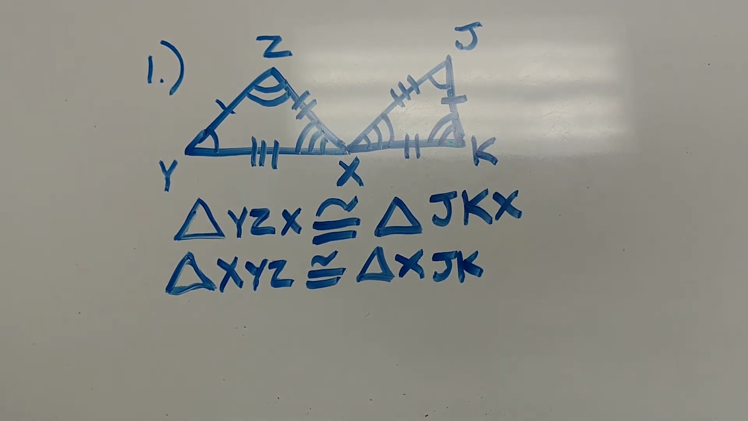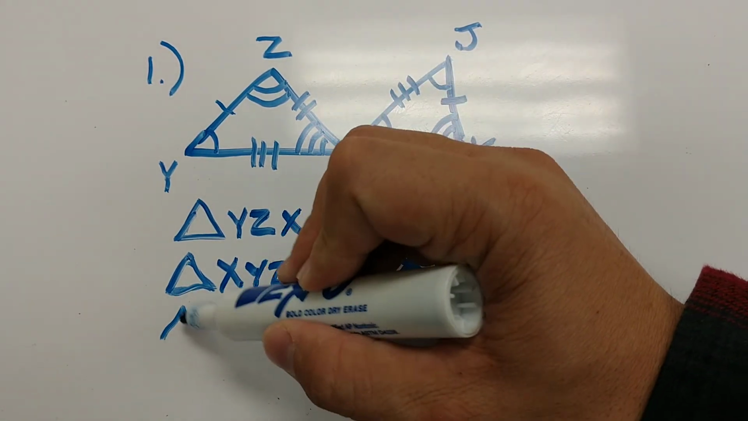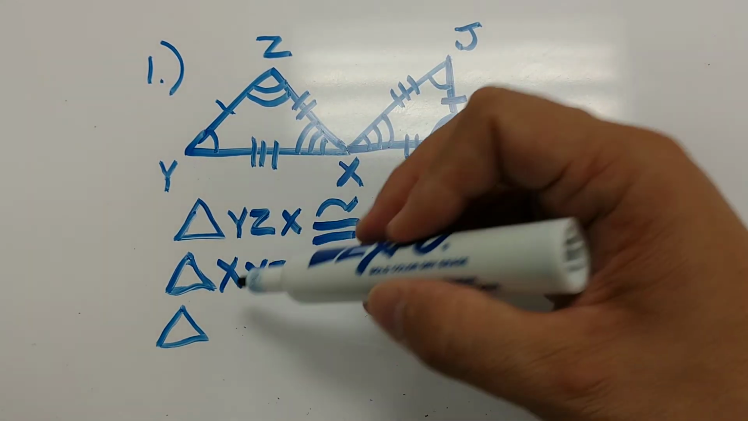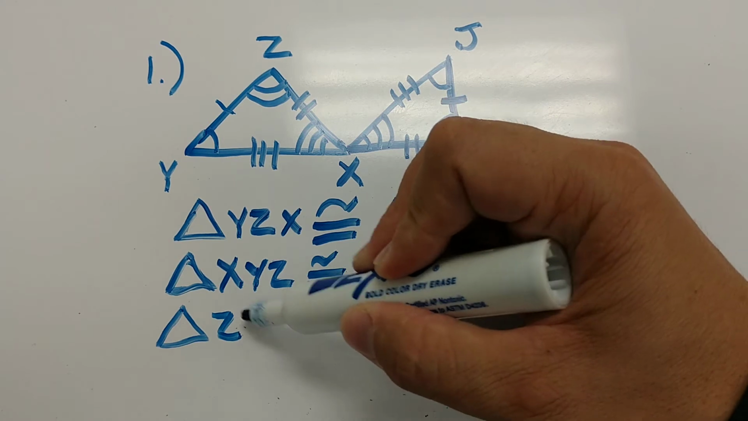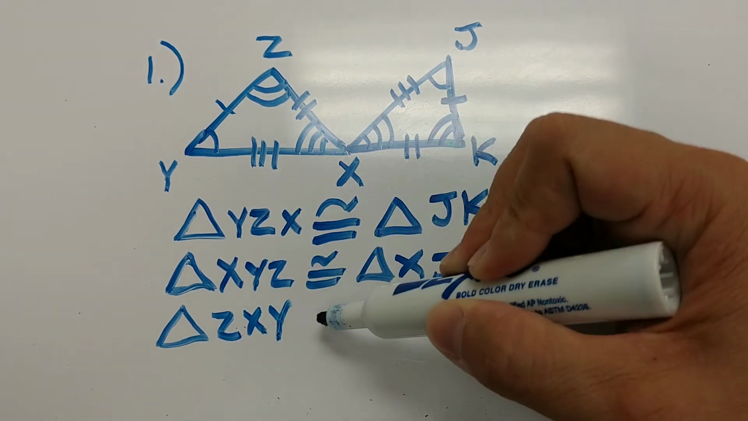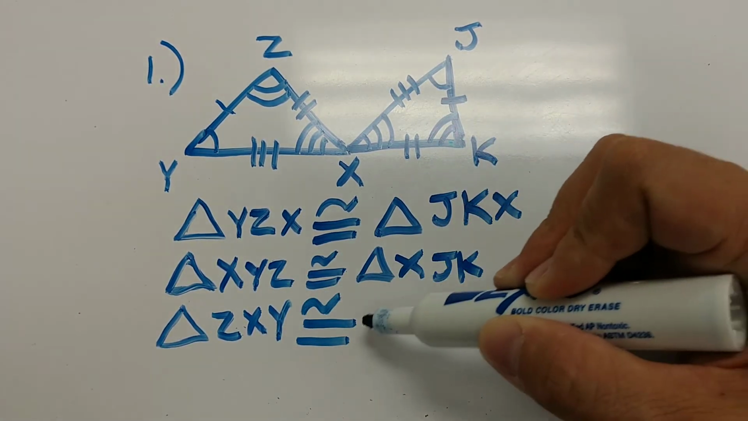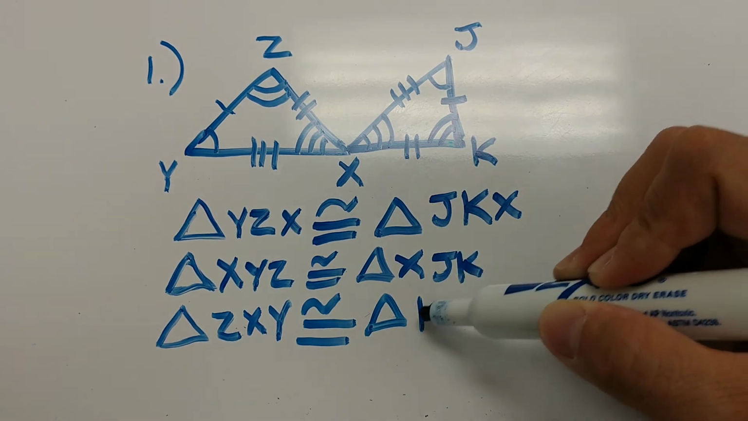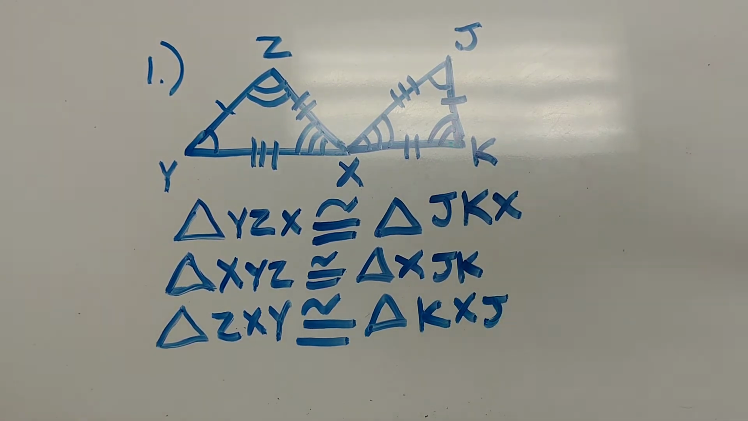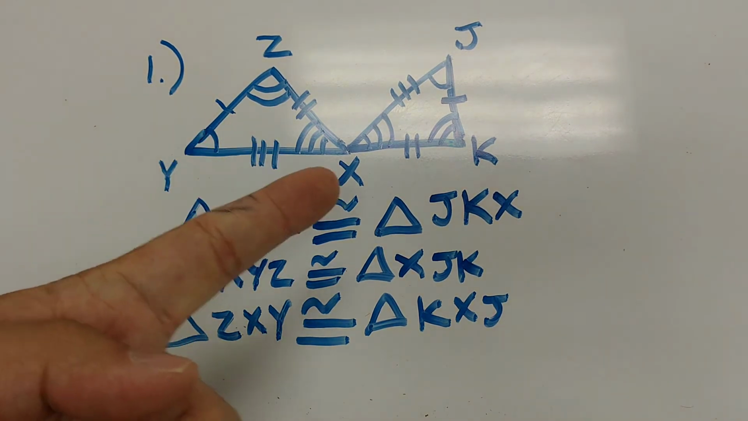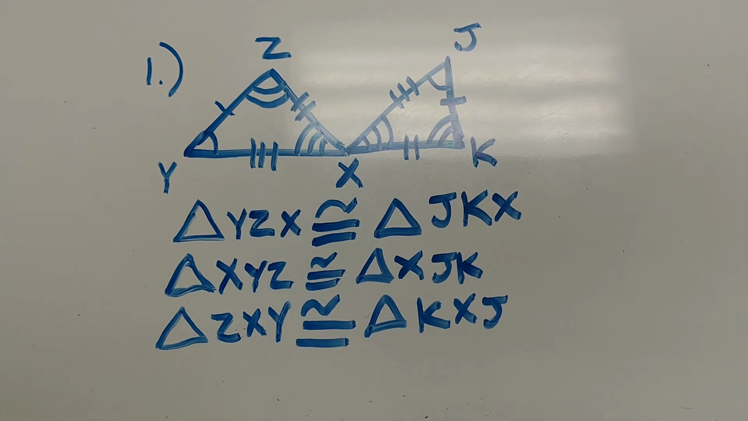We're going to do it one more time to get the third answer. That will be moving the Z forward. So it'll be triangle ZXY is congruent to triangle KXJ. And that's pretty much it. You've got each statement, which all mean the same thing, showing that these two triangles are congruent. Okay, so that's how you're going to approach problem number 1 to problem number 4.